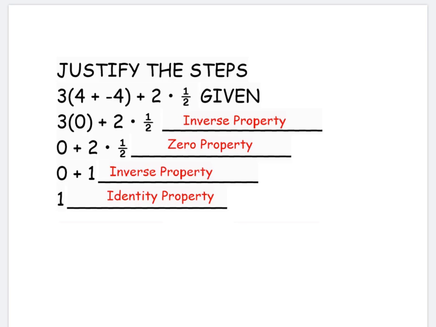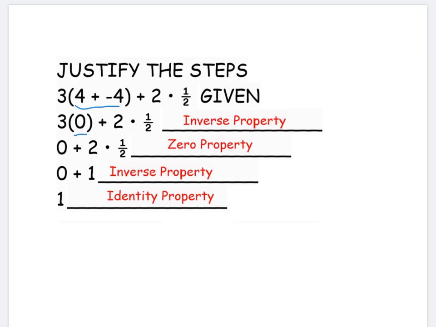If we look at the first line, what it looks like we did here was we added 4 plus negative 4. 4 plus negative 4 they put down here as being 0. So what property allowed me to add 4 plus negative 4 to give me 0? That would have been the additive inverse property. It doesn't matter that it's the additive inverse property. What matters is that you know it's an inverse property. So on that line I would have written inverse property.